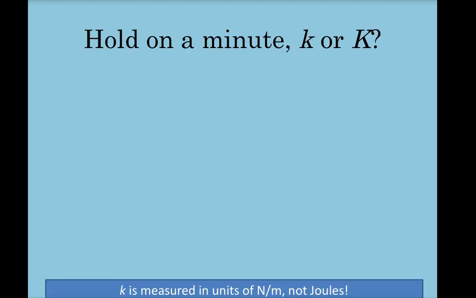Quick check, lowercase k is the spring constant, not to be confused with uppercase K, which is kinetic energy. When in doubt, check the unit. The spring constant is measured in newtons per meter. Kinetic energy is measured in joules.